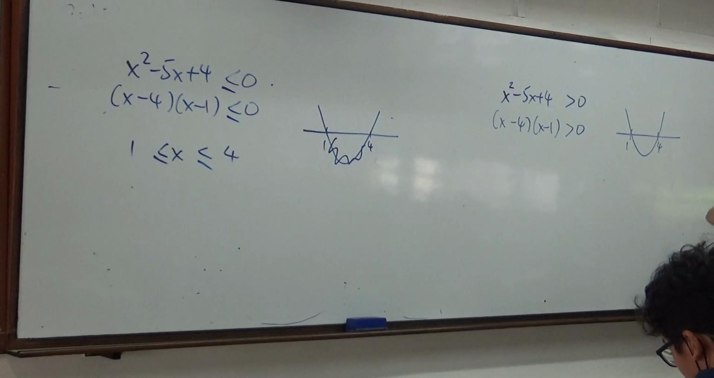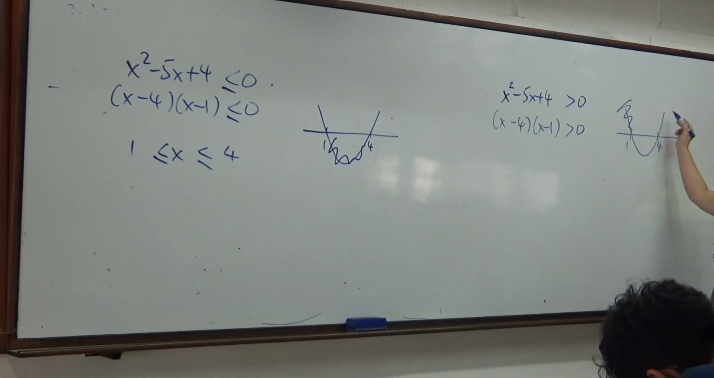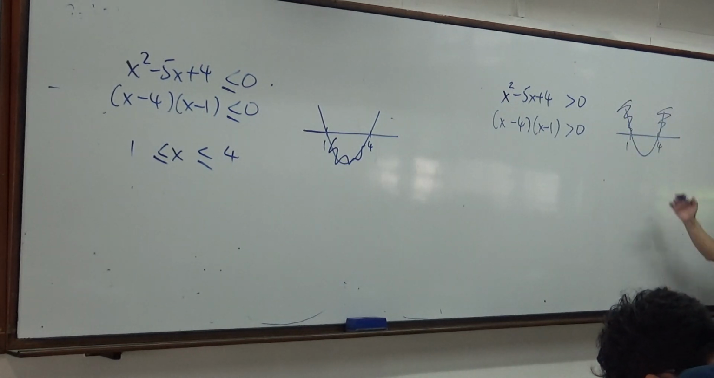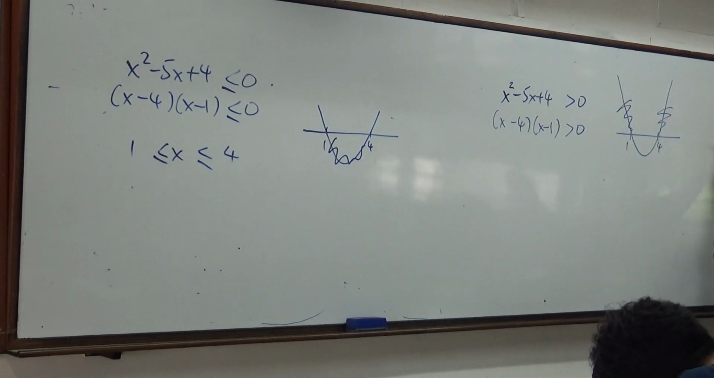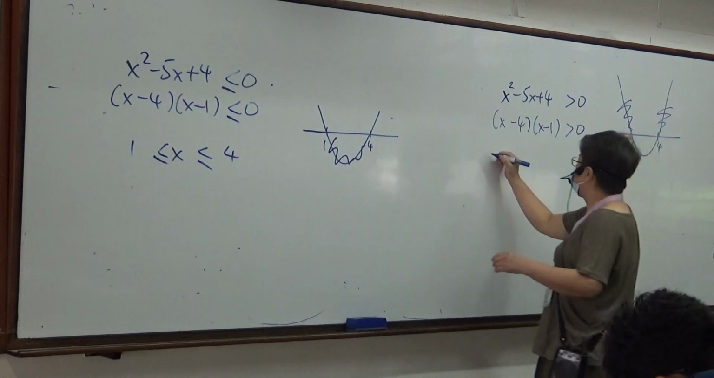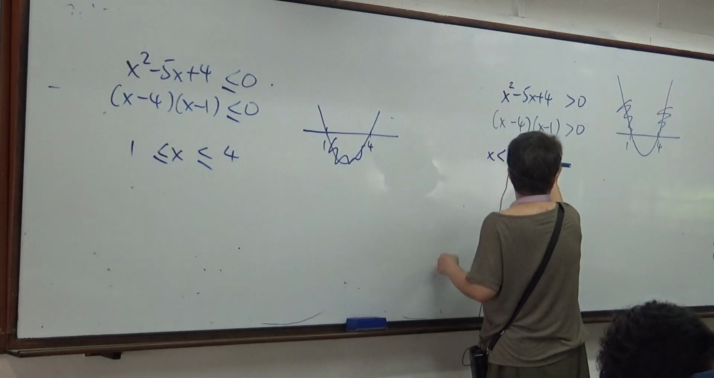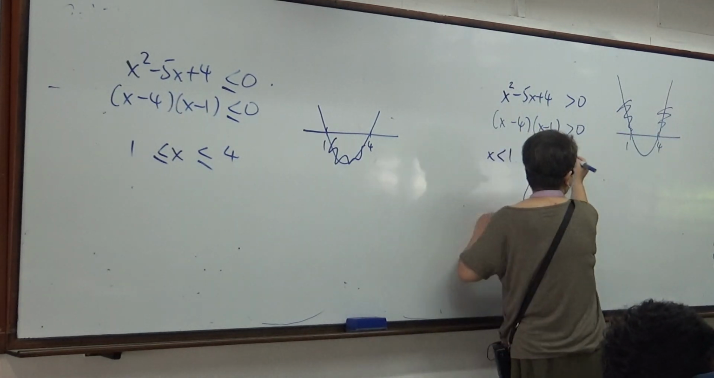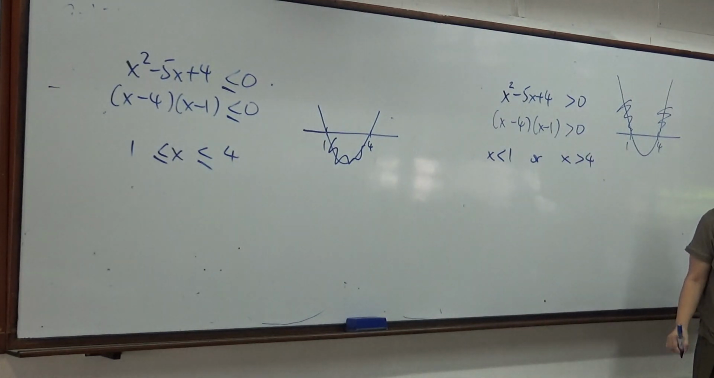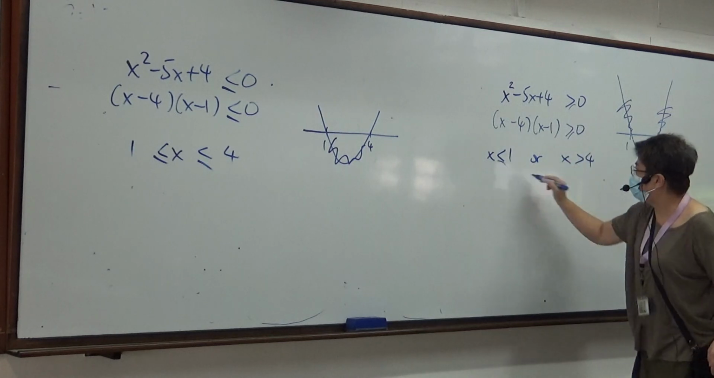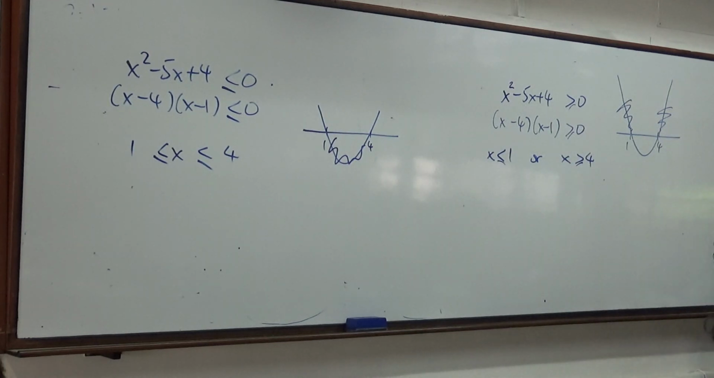So where? Above, right? So it will be this one and this one. Can you see this one will extend all the way, right? Okay, so x will be less than 1 or what? x will be what? More than 4. Likewise, if there is an equal sign, this is going to be 0. Everybody clear with what I'm saying? Yes or no? Yes.